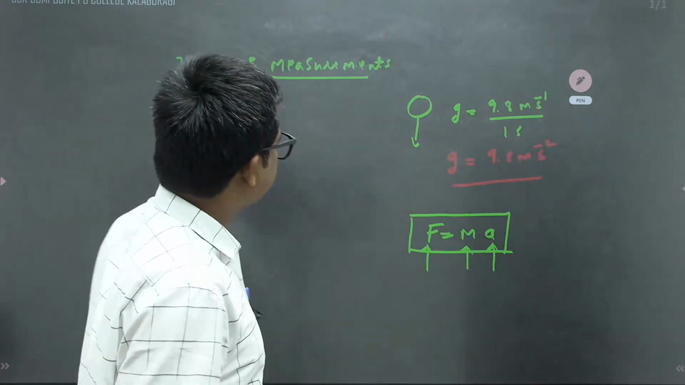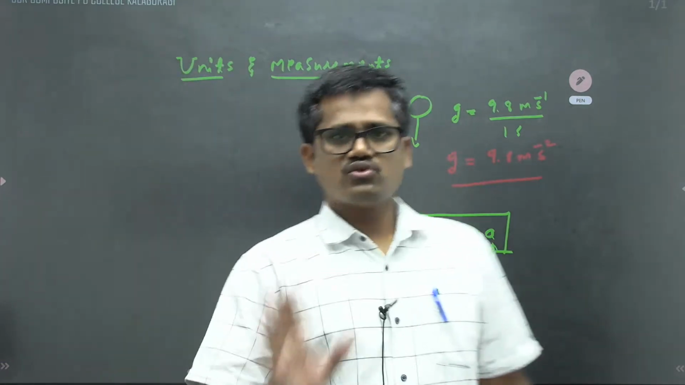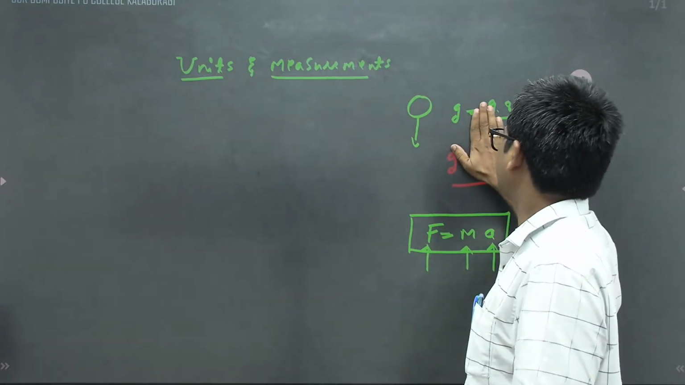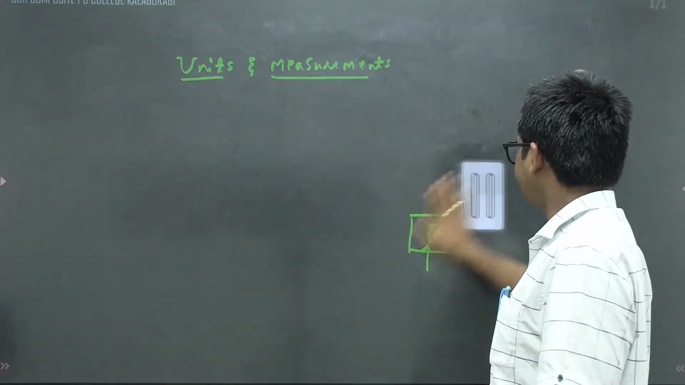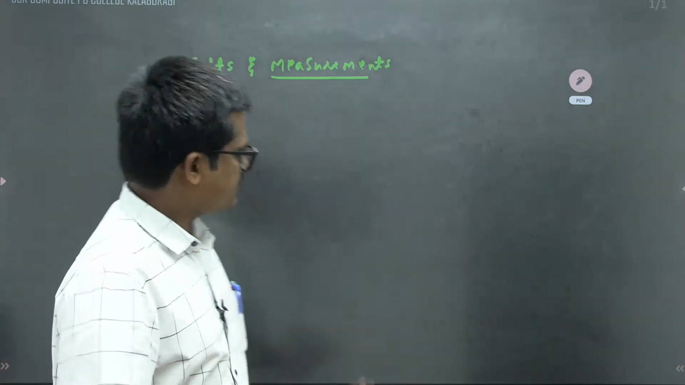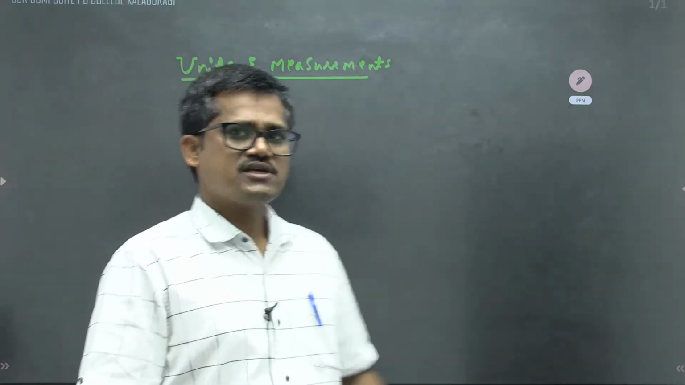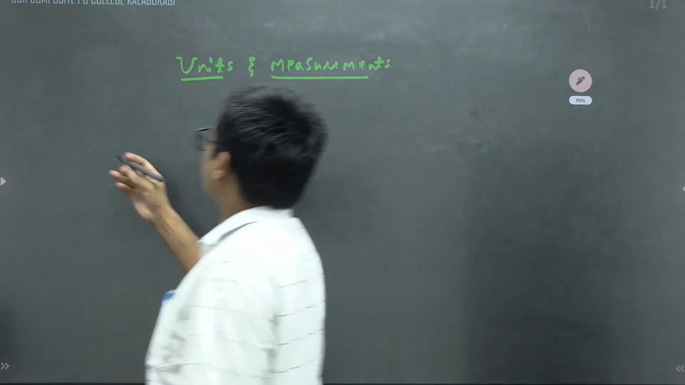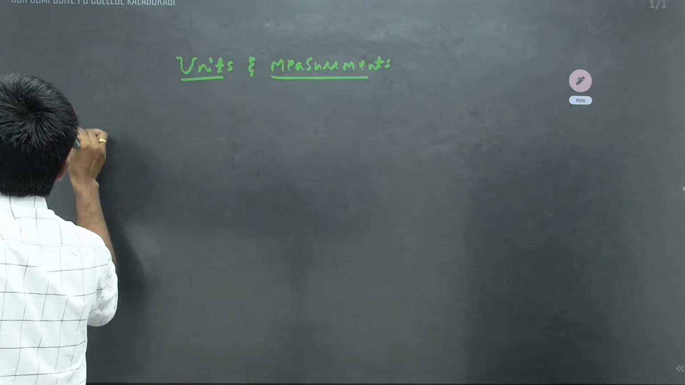Okay, with all these things, I'll go now to the chapter called units and measurement. The very first and very fundamental thing I'll take is physical quantity. What do you mean by physical quantity?